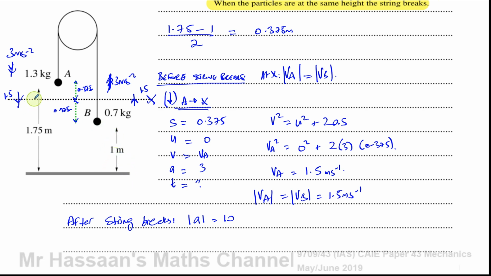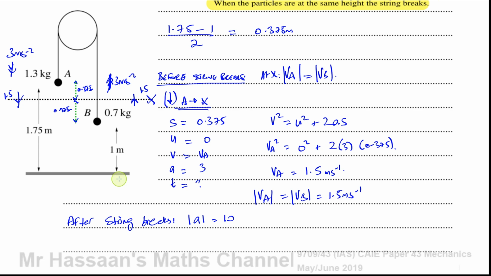We could work out the time it takes for A to hit the ground by using the value of its displacement from the ground, which is going to be 1.75 minus 0.375. And we could work out, using SUVAT, the time it takes for A to reach the ground. And we can do the same for B from this point upwards, which will be basically 1.375 from the ground, and how long it takes to go from here to there and then down again until it hits the ground, right?